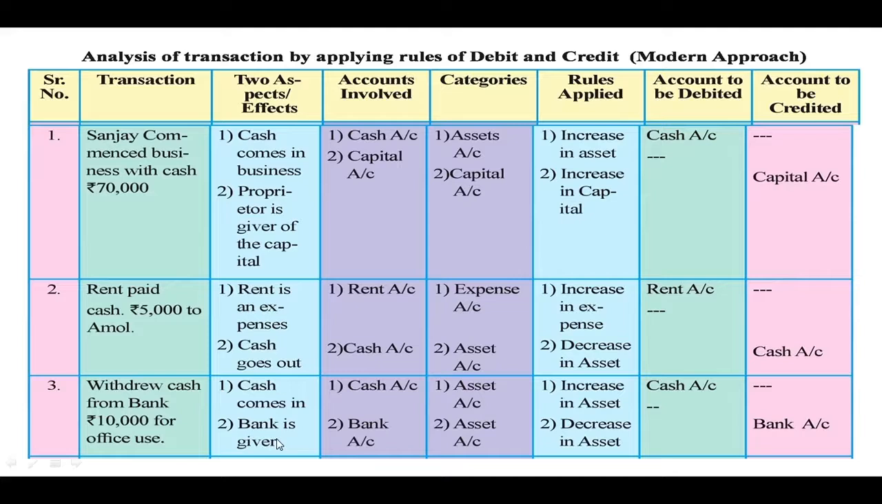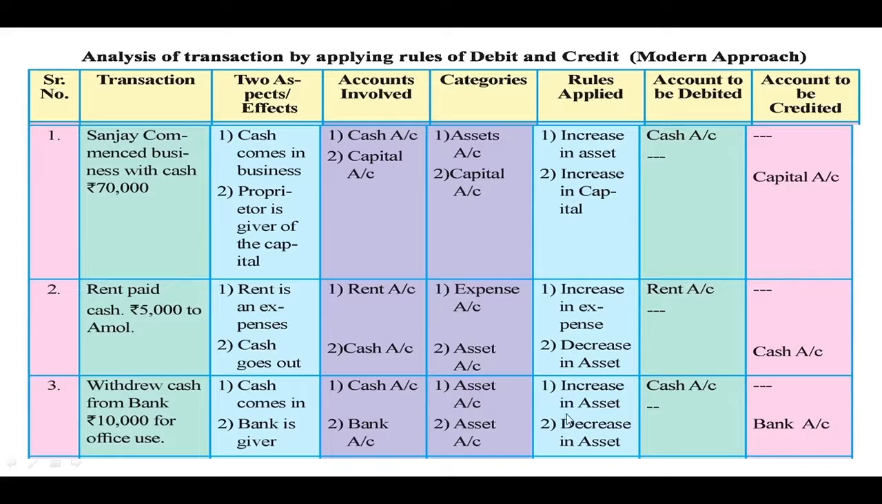So two accounts which are involved in this transaction are: first is the cash account and second is the bank account. That is our bank balance. Here you can consider bank balance as an asset. Okay. So two accounts which are involved here are asset account and asset account.